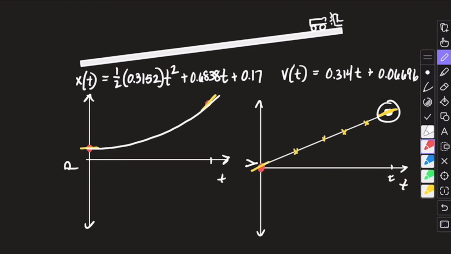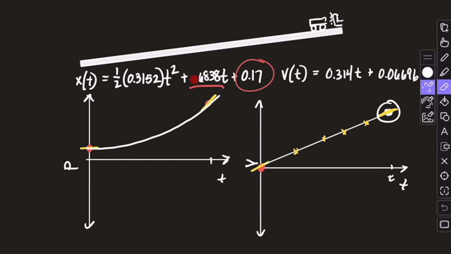First, I want to emphasize the initial position is available to us in the position function, but not available to us in the velocity function. No place for it there. But the initial velocity, oh, it's 0.068. I forgot the 0.0. I'm going to have to squeeze it in there, folks. Be kind to my handwriting here. Plus 0.06838.